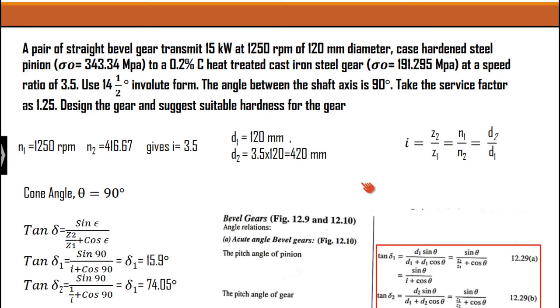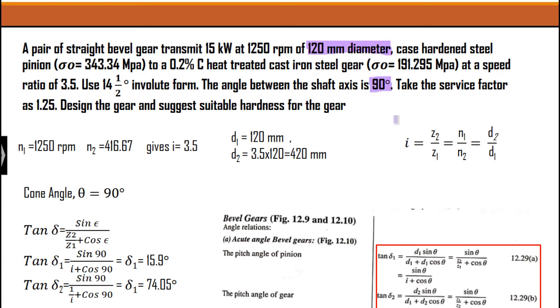The two differences that we can notice when we compare this question with the previous one: this is a type 2 question, because they have given the diameters, not all diameters, one diameter, of the pinion is given here. They can also give the center distance or the limiting velocity. All these contribute to the type 2 question. And the second thing is that the angle between the shafts is 90 degrees.